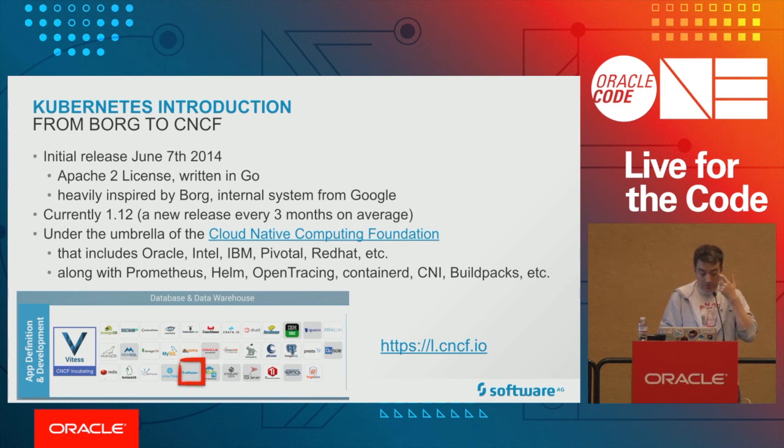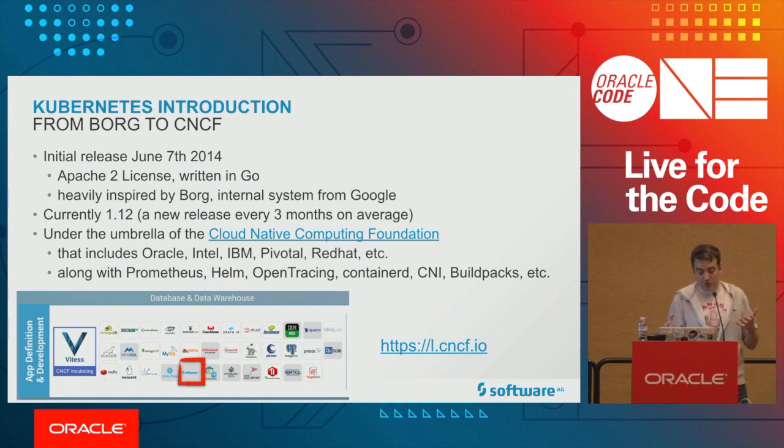Even if Kubernetes was originally a Google project, it's now under the umbrella of the Cloud Native Computing Foundation, and it's really the main project that this foundation is managing. There are Oracle, Intel, IBM, Pivotal, Red Hat, even my employer is part of this foundation. And it's bringing all those industry leaders under the same umbrella and trying to make cloud native tooling compatible, right?